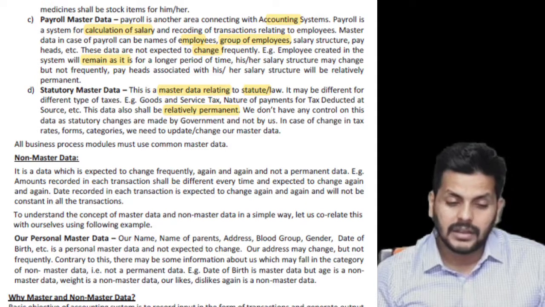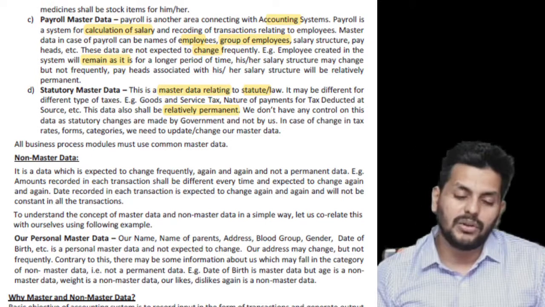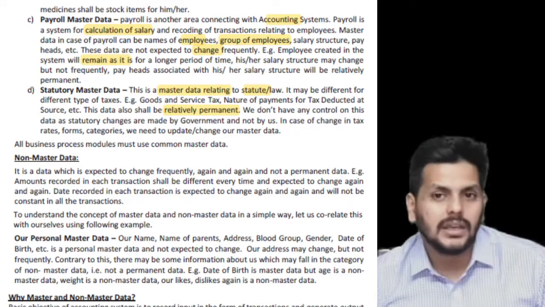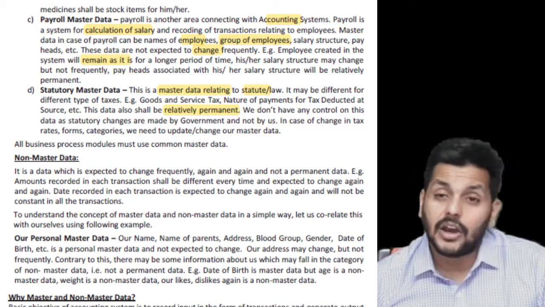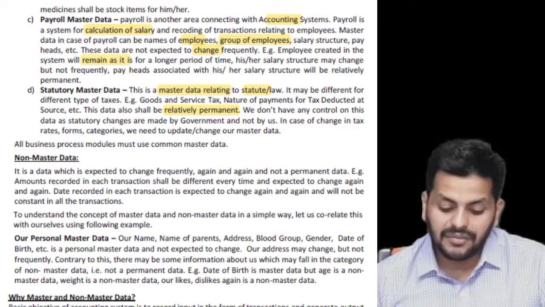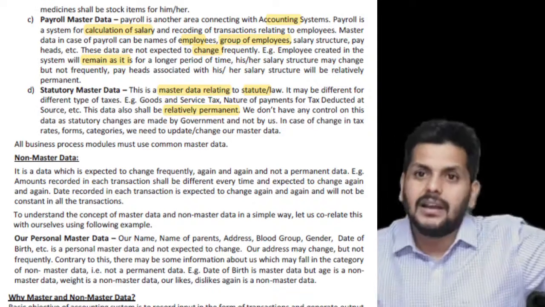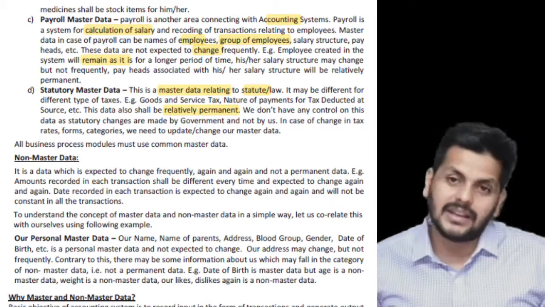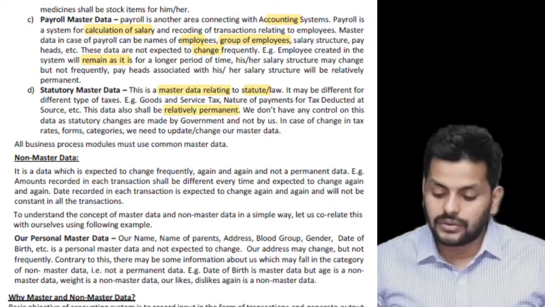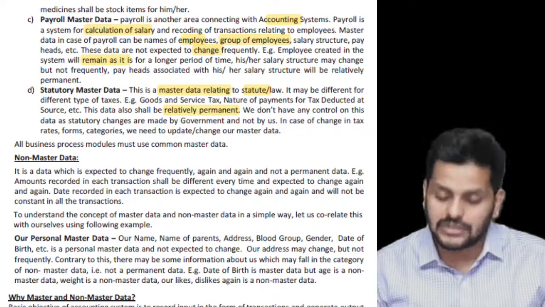Okay, got that point? So in case of change in tax rates, forms or categories, we need to update our master data. But for that, we won't go and pester our master data. Whenever a change is requested in the master data, an authorized person should do it. I think in enough places you have already read the master risk, which says that unauthorized people may end up changing the master data, and we don't want that to happen, and that is exactly why we have to establish the controls.